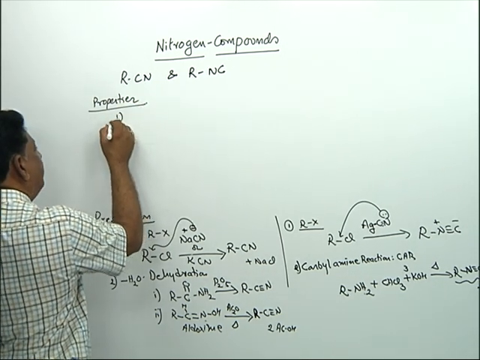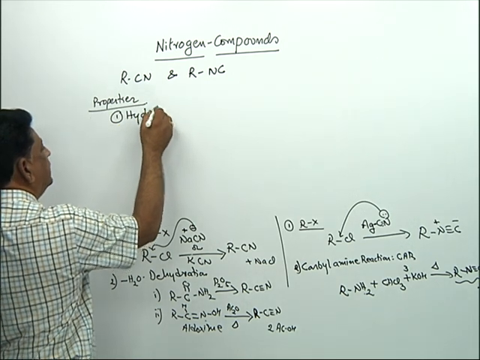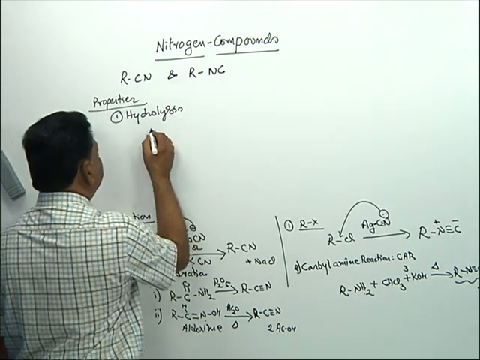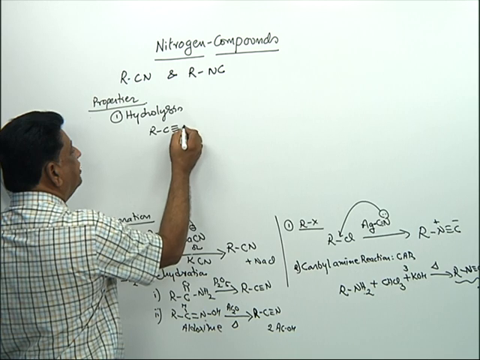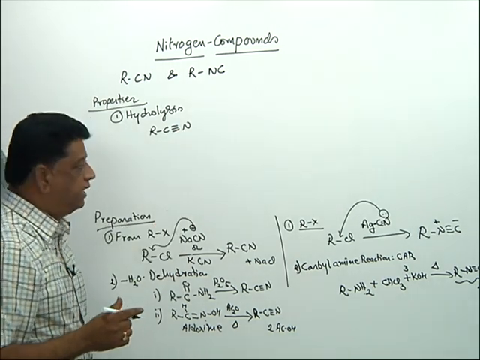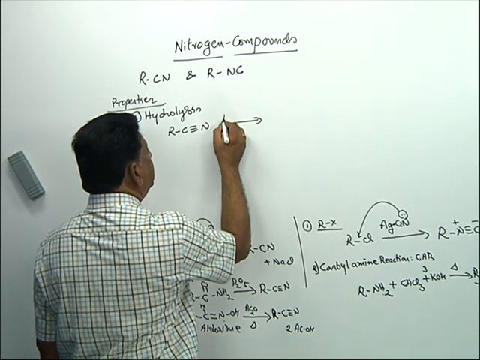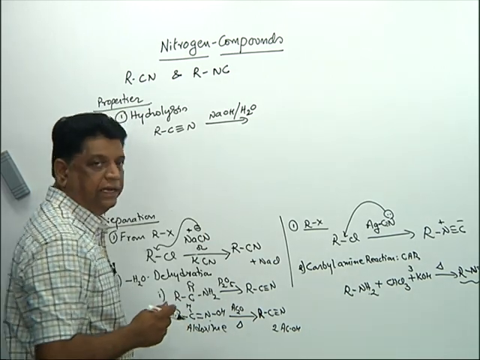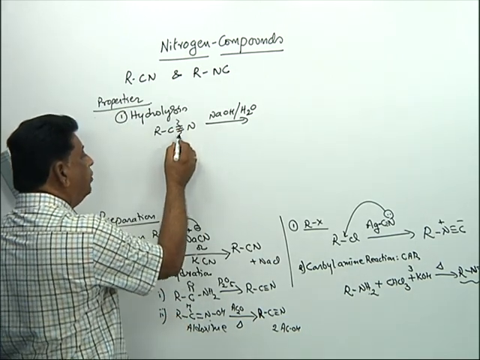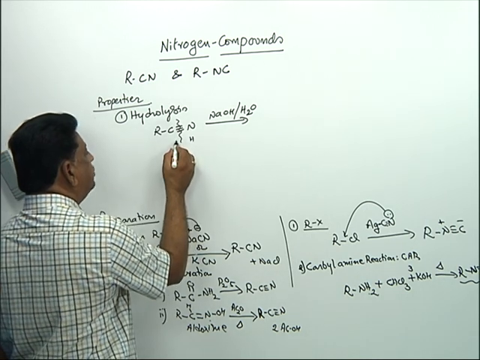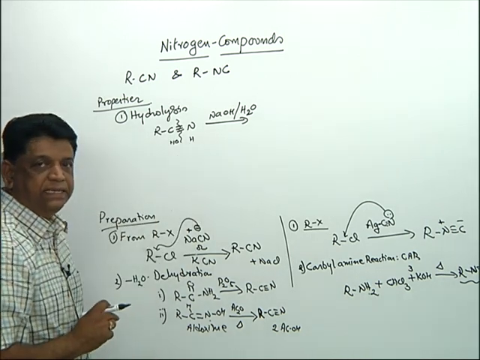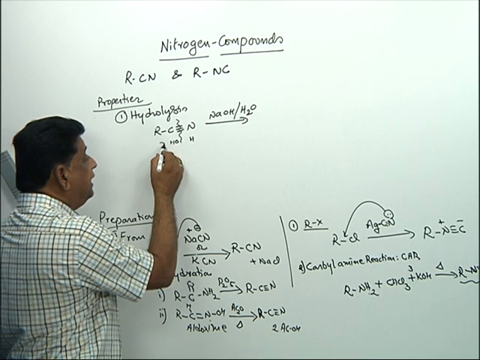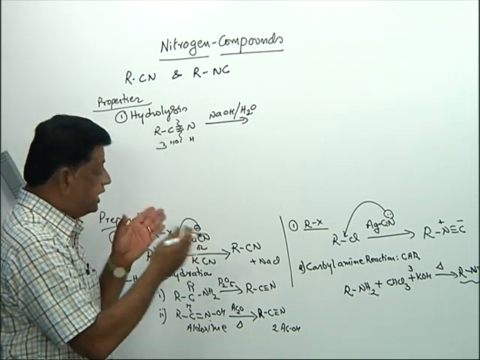Properties. In these properties, the first property is hydrolysis. Hydrolysis of the cyanide, hydrolysis of the isocyanide. Cyanides have a triple bond between the carbon and the nitrogen. When you hydrolyze, you take sodium hydroxide and mix some water. This is called alkaline hydrolysis. The bond opens up thrice. 3 HOHs are added. H is added to the more electronegative element, OH is added to the less electronegative element. Like that, 3 times these bonds open up with HOH joining.